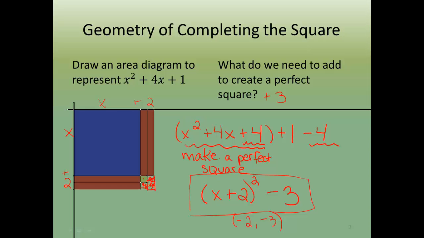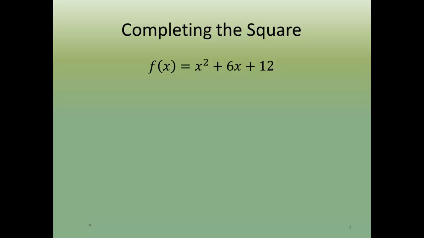So let me show you what it looks like without a diagram here. If we wanted to complete the square for this, I'm first going to start by separating my x's from the 12. And what we need to put in here is a number that will make this a perfect square.